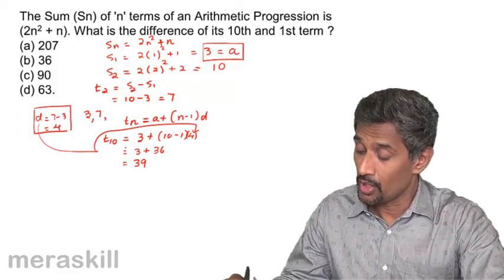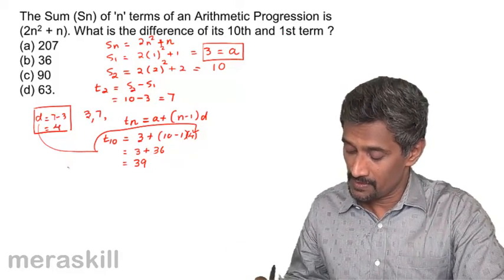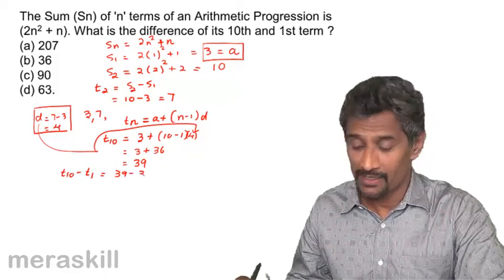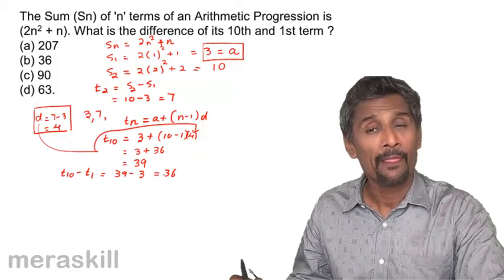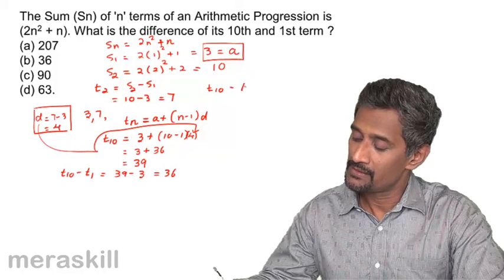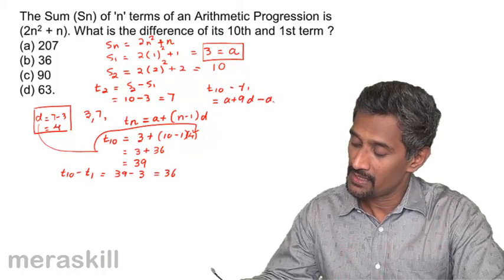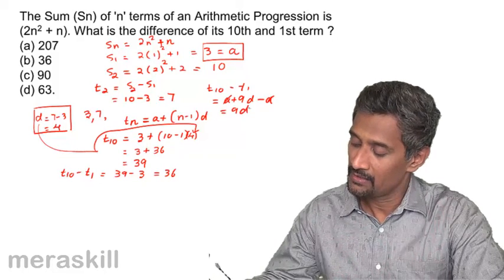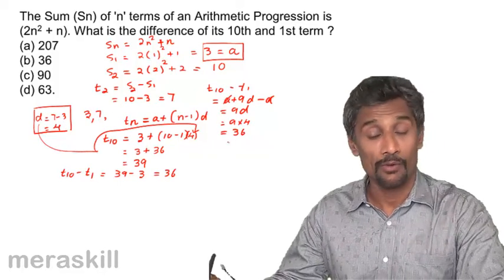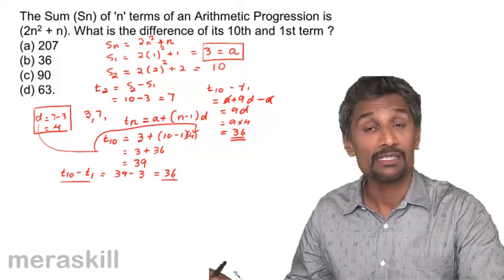Now the question is not to find the 10th term, but to find the difference between the 10th and first term, that is T10 minus T1, which will be 39 minus 3, which is 36. Another way of doing it is T10 minus T1, which is nothing but a plus 9d minus a, which will eventually be 9d, which is nothing but 9 into 4, 36. So you can even do it using the formula. Either way you find T10 minus T1 is 36.